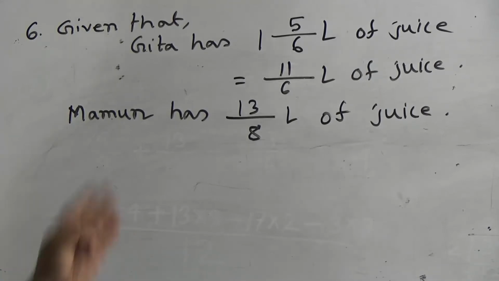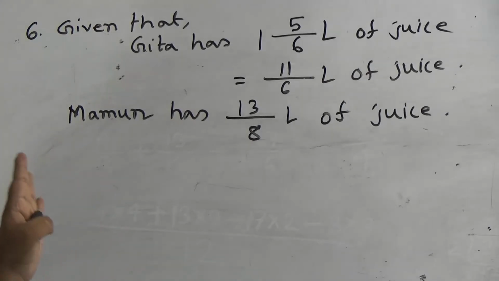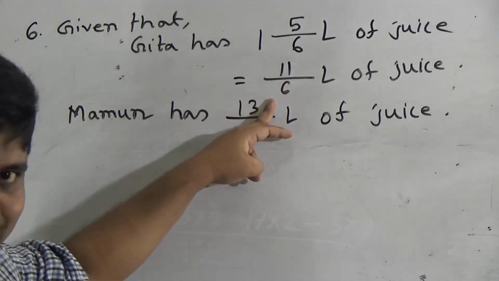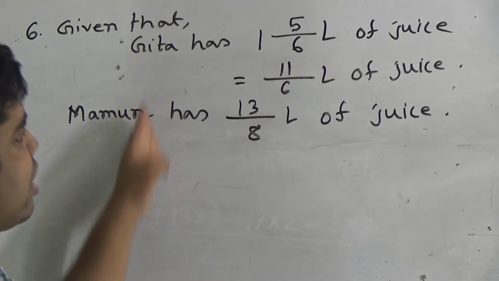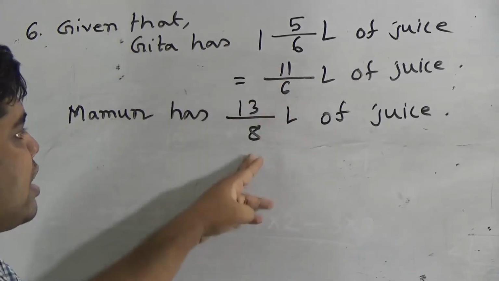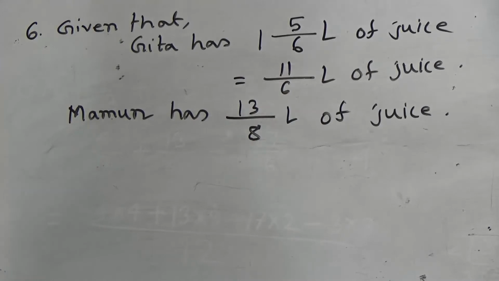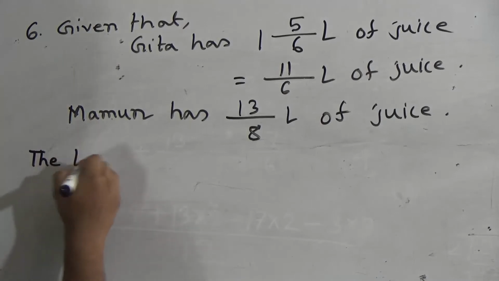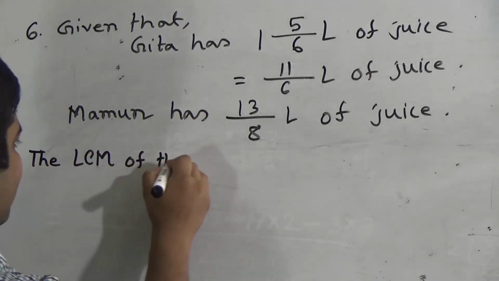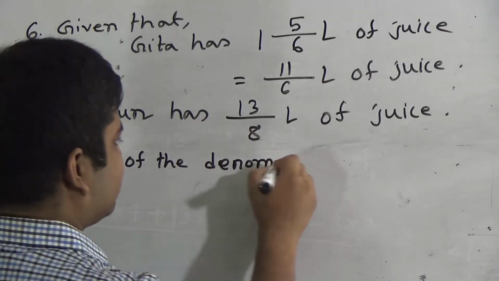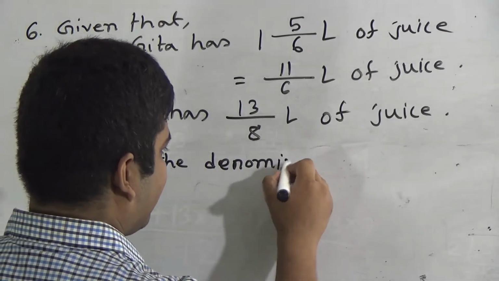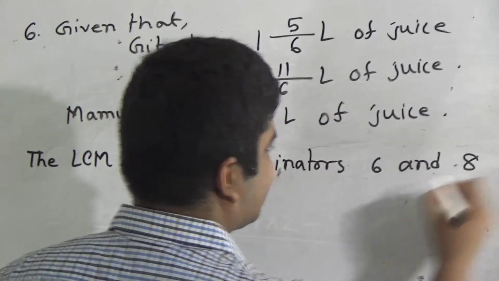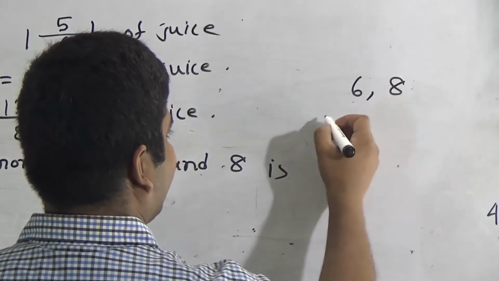Okay, so in order to find that, at first you need to find out which number is greater. That means which fraction is greater, 11/6 or 13/8. So in order to find that out, at first we convert these two fractions into fractions with a common denominator. So the LCM of the denominators 6 and 8 is. So what is the LCM of denominators 6 and 8?